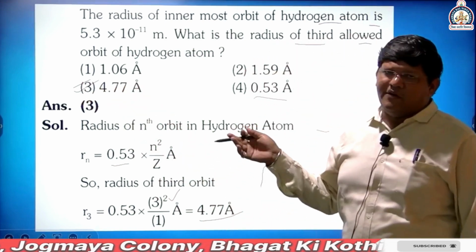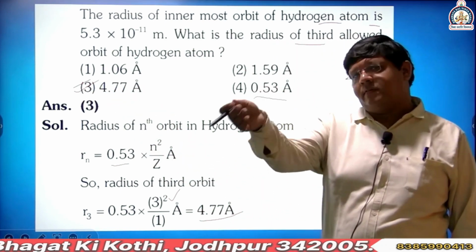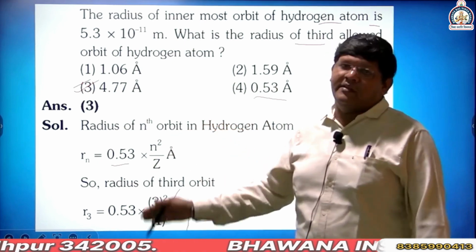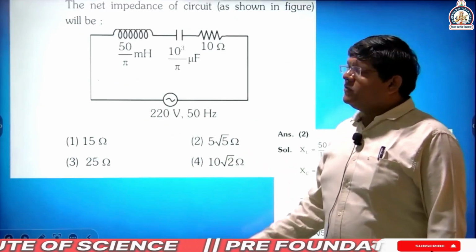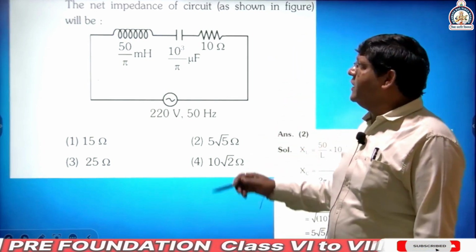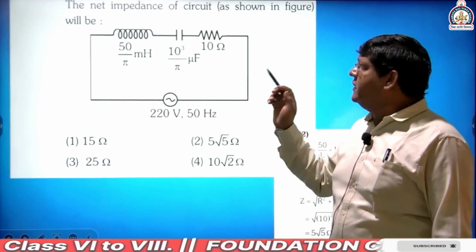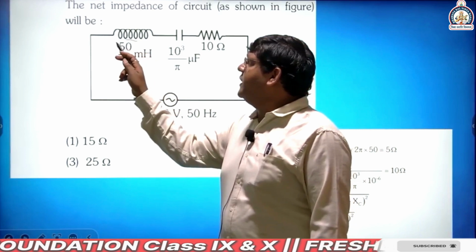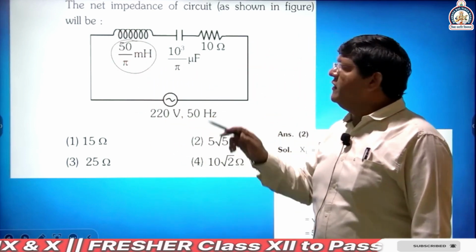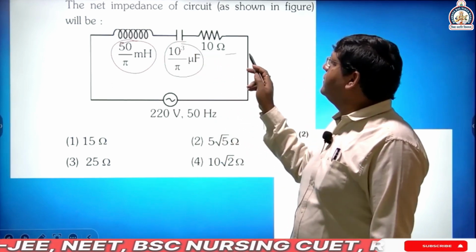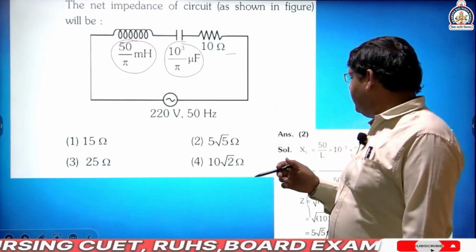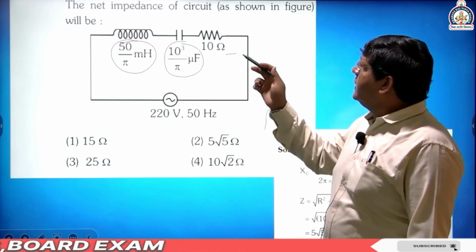If instead of third, we are asked about fourth, fifth, or seventh, we can easily calculate by just replacing the value of n. Okay, the next question is related to the RLC circuit. We are provided with an RLC series circuit. The value of L is 50 upon pi millihenry. The value of capacitor is 10 to the power 3 upon pi microfarad, and the value of resistance is 10 ohm. We have to calculate the value of the net impedance.